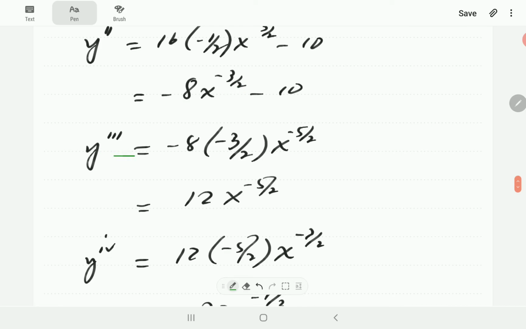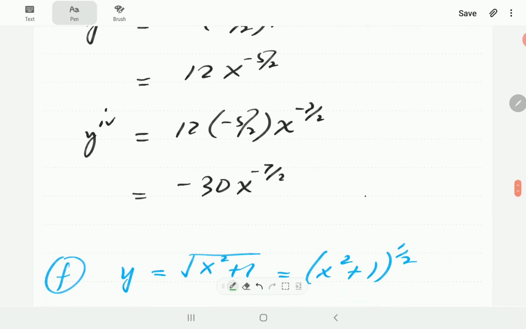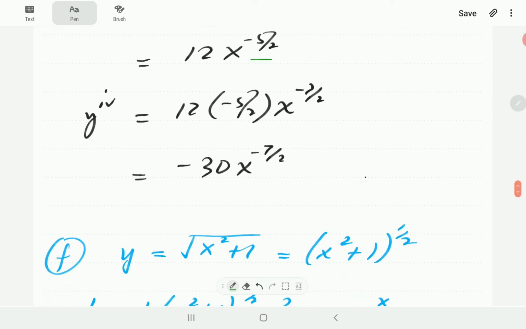Multiply by the power and subtract 1. For the third order derivative, the derivative of a constant is 0, so that disappears, and this simplifies to 12x to the power minus 5/2. Multiply by the power again and subtract 1, simplifies to negative 30x to the power minus 7 on 2.